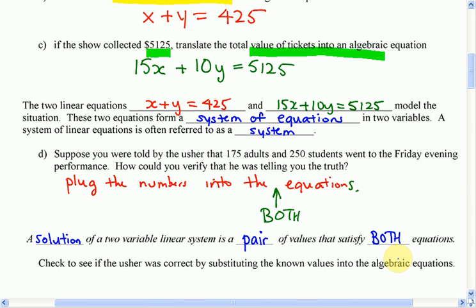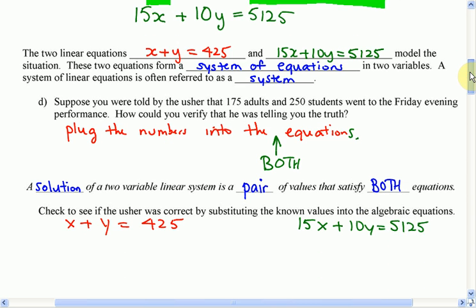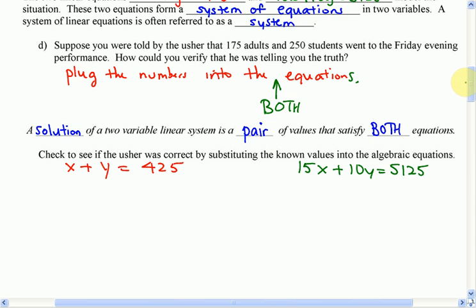So here's what I'd like us to do next then. Let's see if he was telling the truth. Let's plug both these numbers into both those equations and let's see if they make sense. So I'm going to write down both equations first of all. x plus y equals 425, and I'm going to try and color code this. And then I have the other equation, 15x plus 10y equals 5,125. If you can't color code it, that's fine. At least separate them.